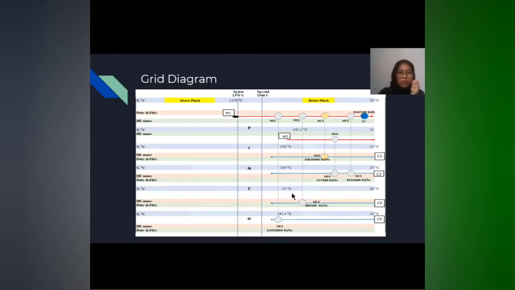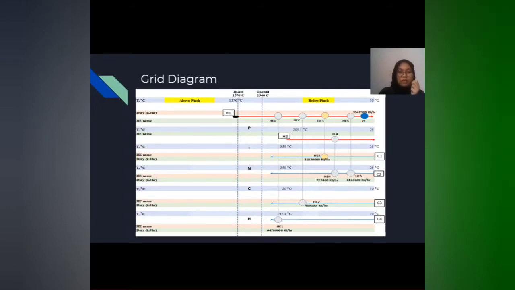From the grid diagram, it can be concluded that for this process, there will be 5 heat exchangers and 1 cold utility, which is a cooler, to be used. Here we can see that HE3 violates the rule for below the pinch region because the FCP of hot stream H1 is smaller than the FCP of cold stream C1.